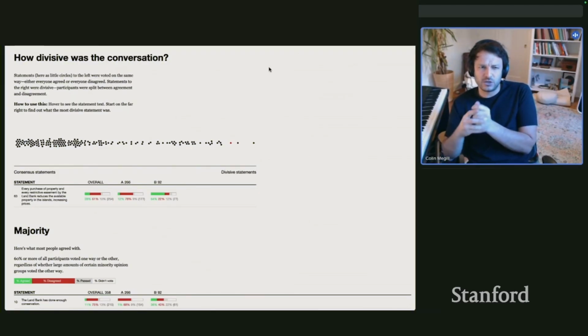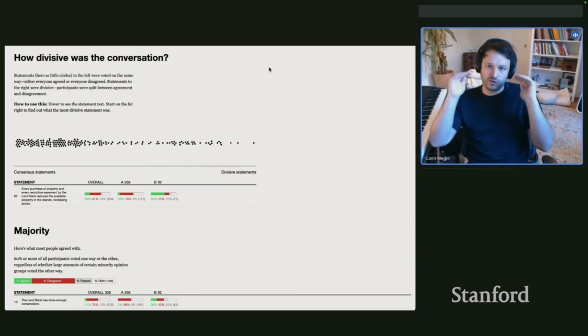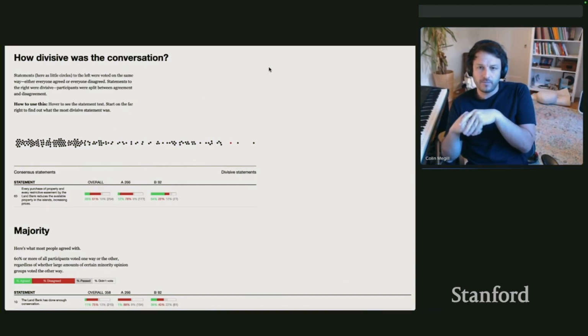Does that help at least with the structure, that there's a general prompt, and what's coming back is not a question, but a whole bunch of responses to the prompt? Yeah, I think so.